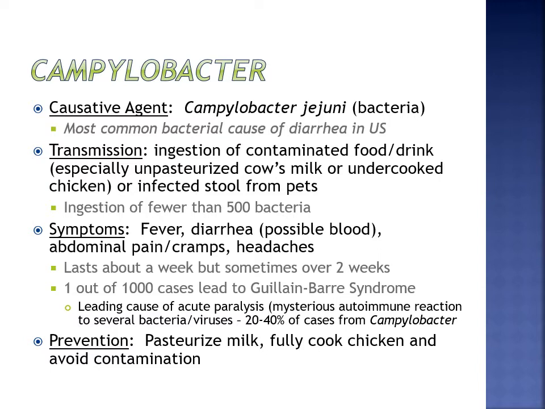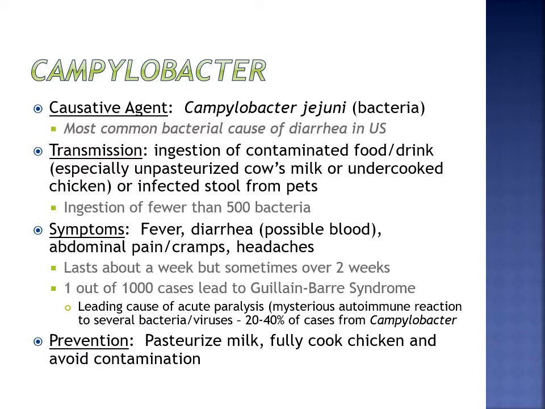Symptoms: fever, diarrhea, some with possible blood, abdominal cramps and pain, and then headaches. This can last for about a week, but sometimes goes over 2 weeks. One of the big unique pieces of symptoms for this is that 1 out of 1,000 cases leads to Guillain-Barré syndrome, or GBS. This is actually a neurological autoimmune disease that can cause paralysis. It's pretty sudden and it usually clears up on its own, but not always.